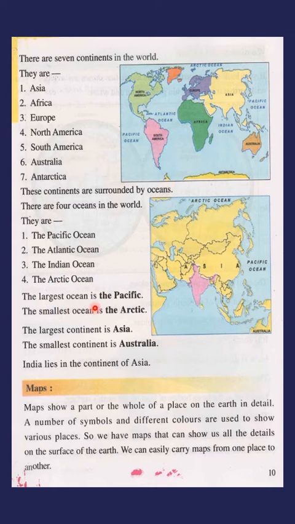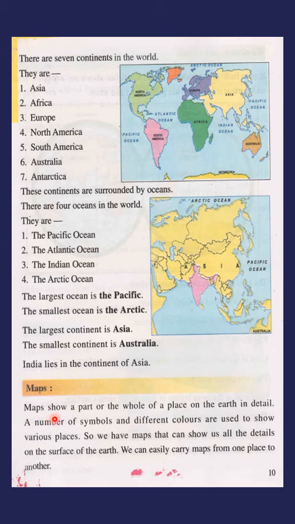The largest ocean is the Pacific. The smallest ocean is the Arctic. The largest continent is Asia. The smallest continent is Australia. India lies in the continent of Asia.